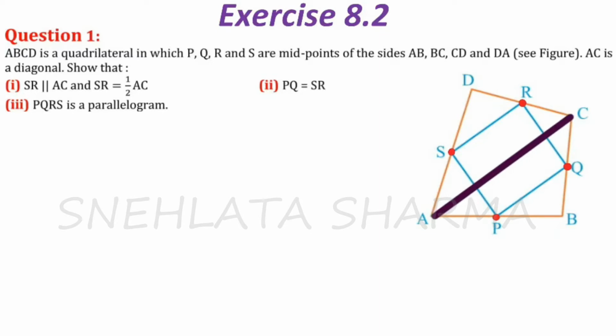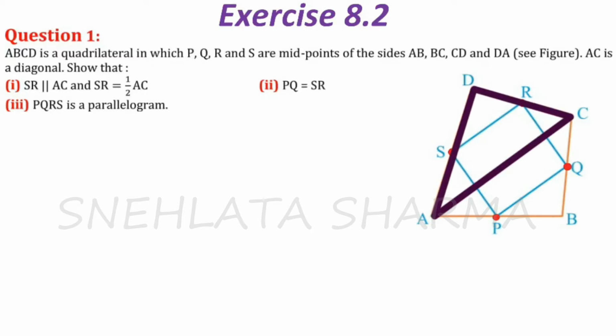Now, we need to show that part 1, SR is parallel to AC and SR is equal to half of AC. Part 2, PQ is equal to SR and PQRS is a parallelogram. So, to prove that SR is parallel to AC, we will consider triangle ADC. This is triangle ADC.